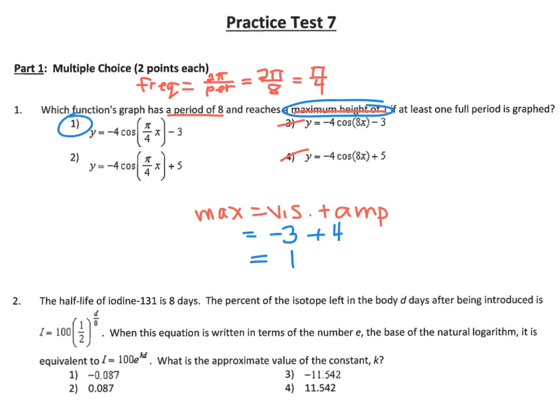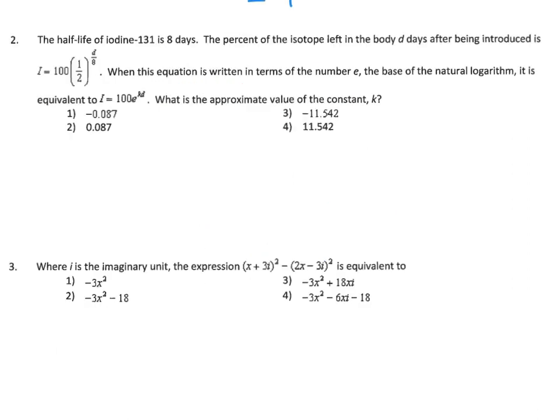The reason why it's not choice 2 is because if we did vertical shift plus the amp, we would have 5 plus 4, which is 9. So choice 2 isn't going to work.